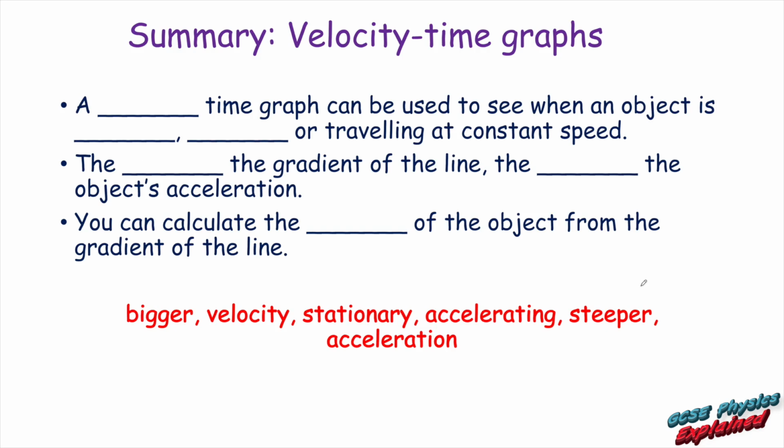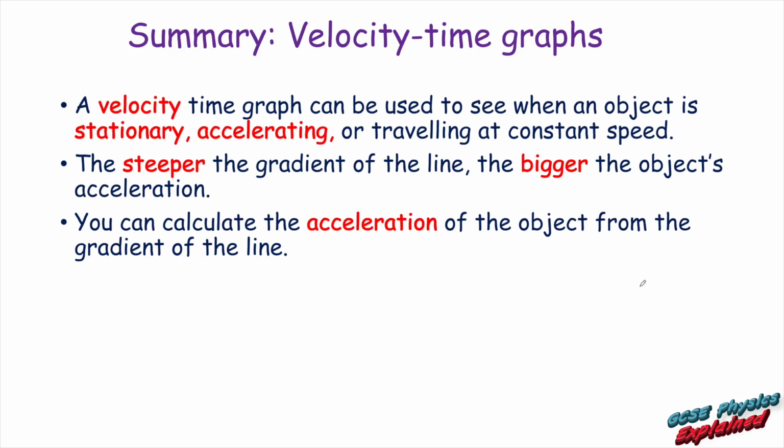So a little summary there, have a little sneaky peek at that. What we've basically said is a velocity time graph can be used to see when an object's speed is stationary, accelerating or travelling at a constant speed. The steeper the gradient of the line, the bigger the object's acceleration. And you can calculate the acceleration from the gradient of the line.